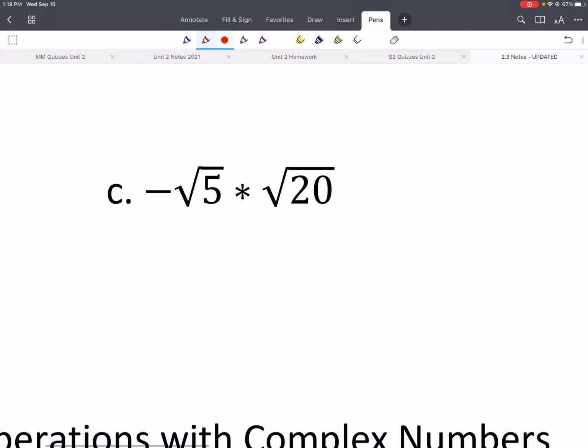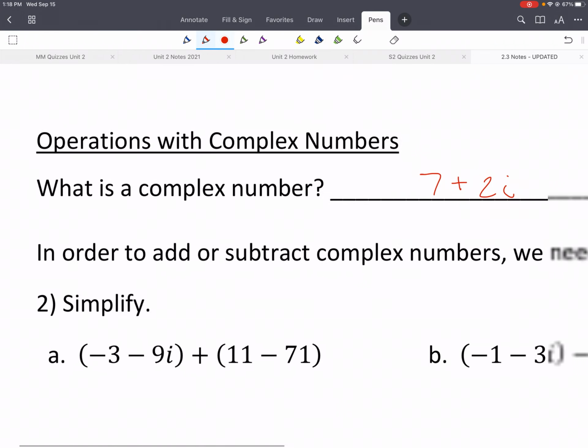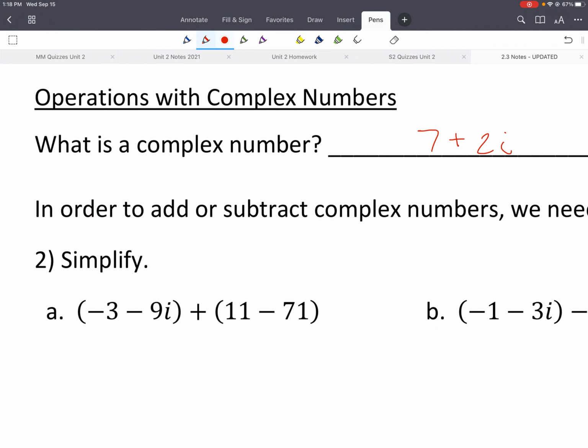And then the last one, you would think, well, these are irrational, right? They're not perfect squares. But if we multiply those together, we end up getting the square root of 100, which is 10. So we'll have negative 10 as our answer, which is rational. Okay, so there's another example of two irrationals that give you a rational answer. All right, if you have any questions on that, please let me know.